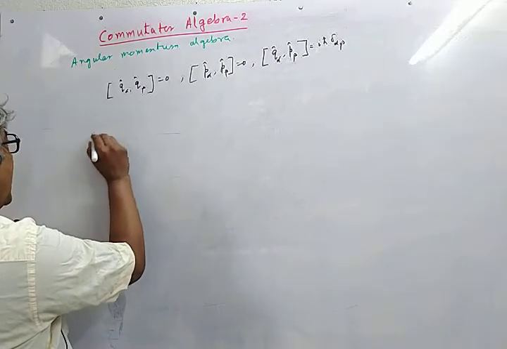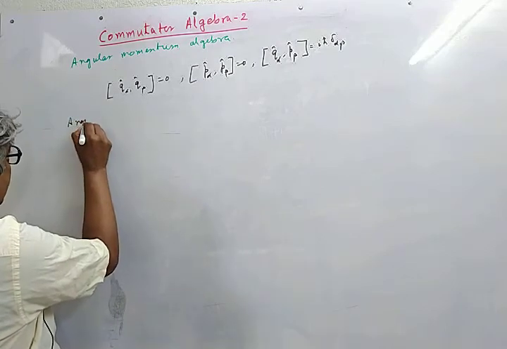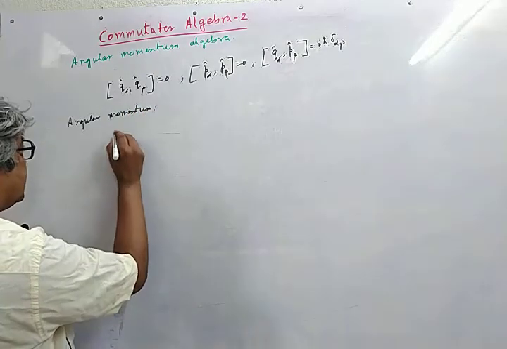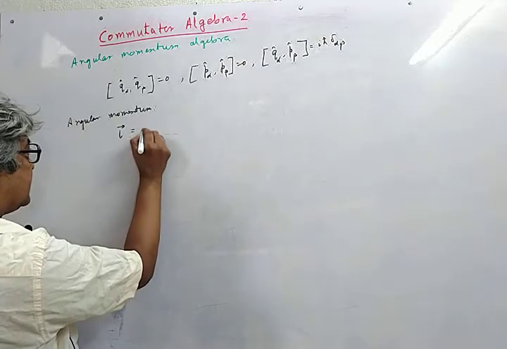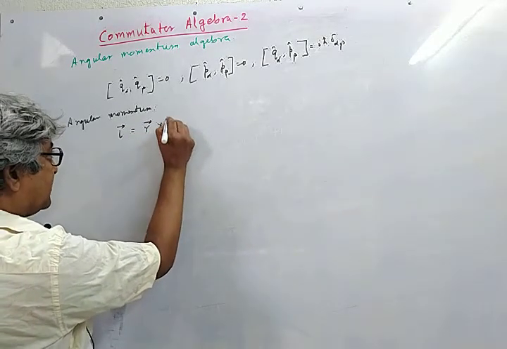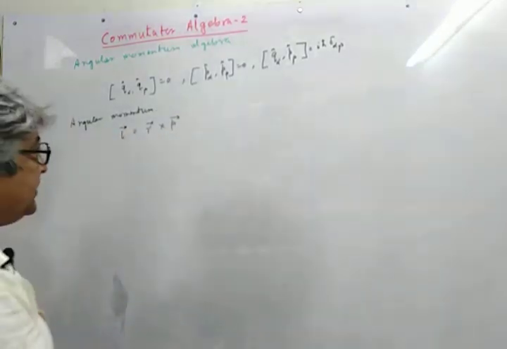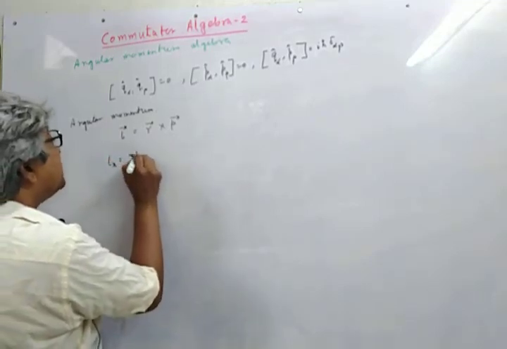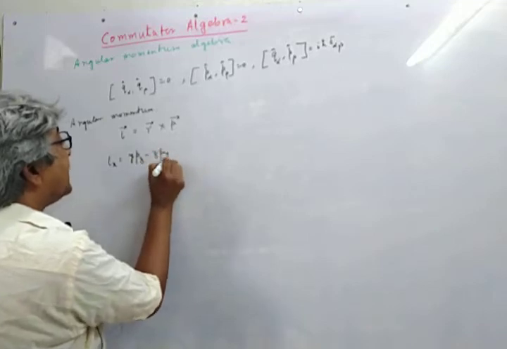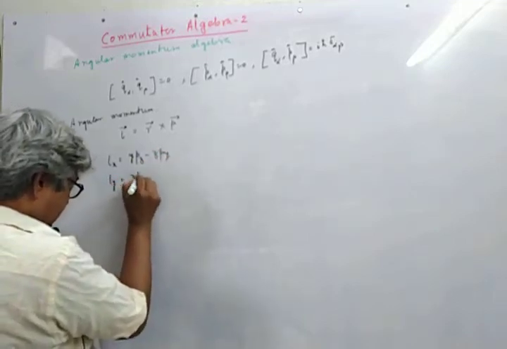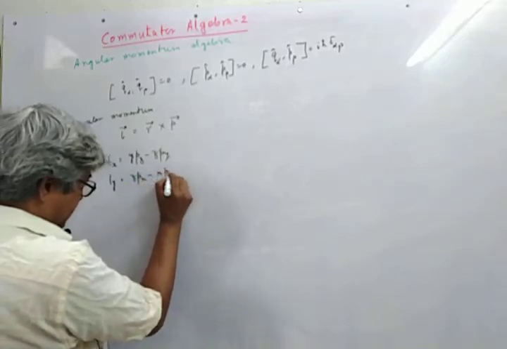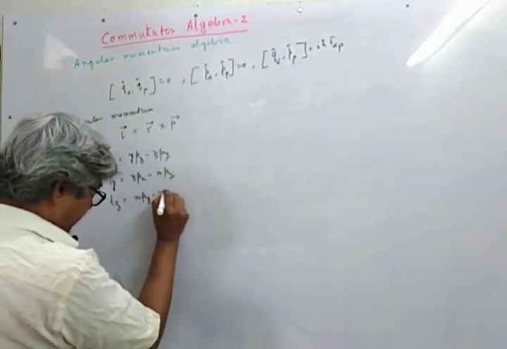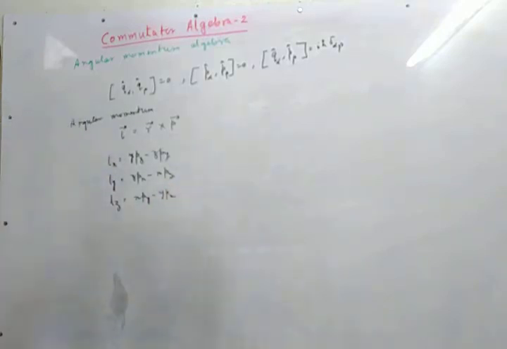Now we come to the definition of angular momentum. In classical mechanics, the angular momentum vector L is defined as R vector cross P vector. So it defines the angular momentum with its components. Its component Lx is equal to y pz minus z py, Ly is equal to z px minus x pz, Lz is equal to x py minus y px.